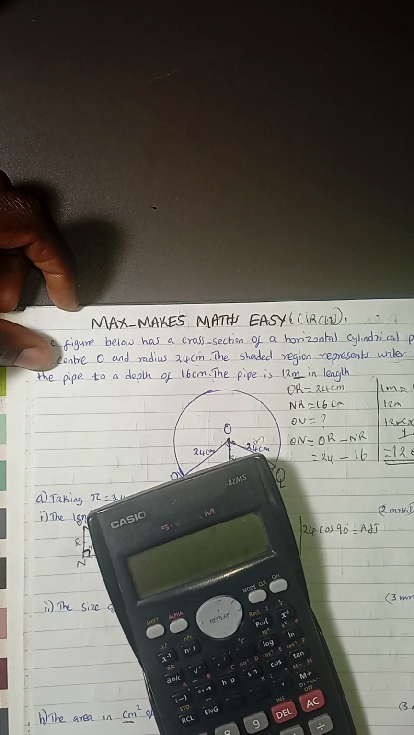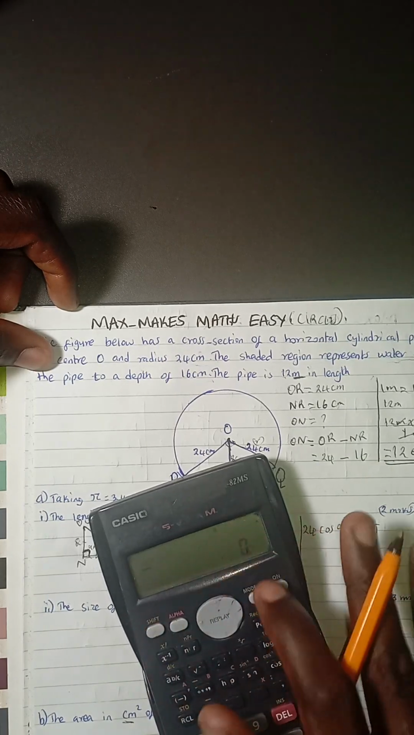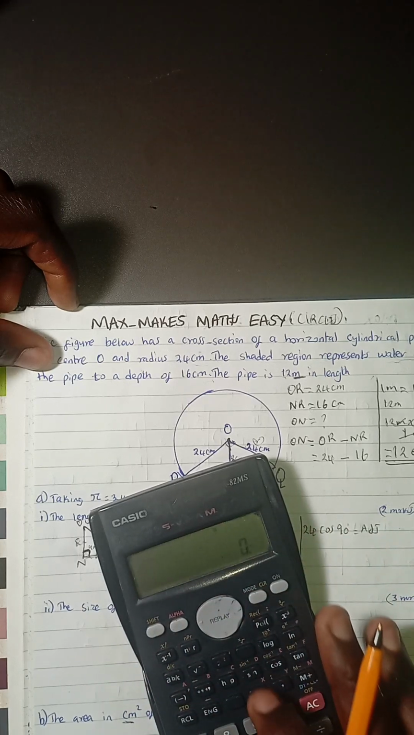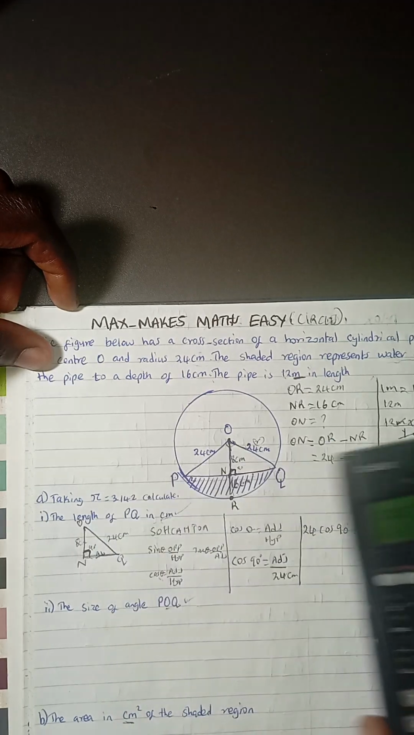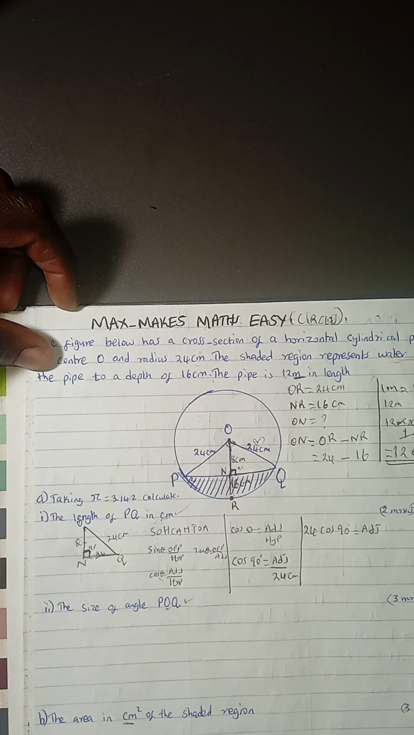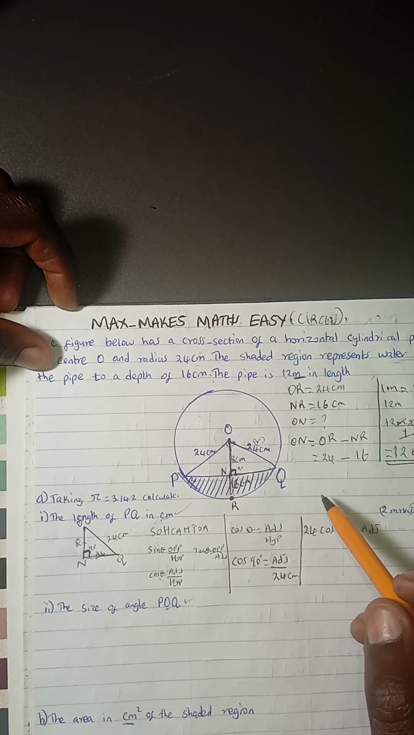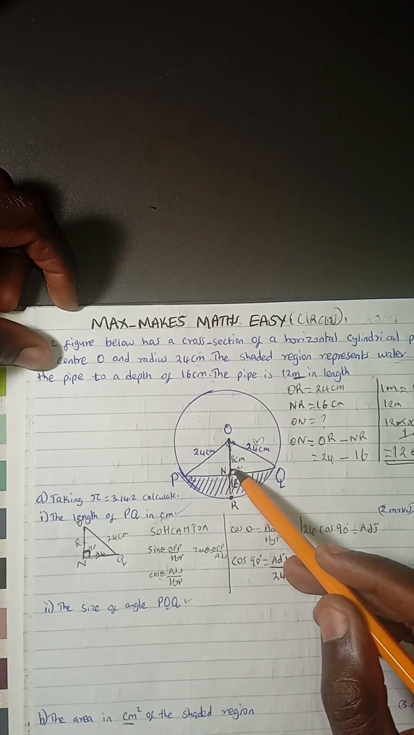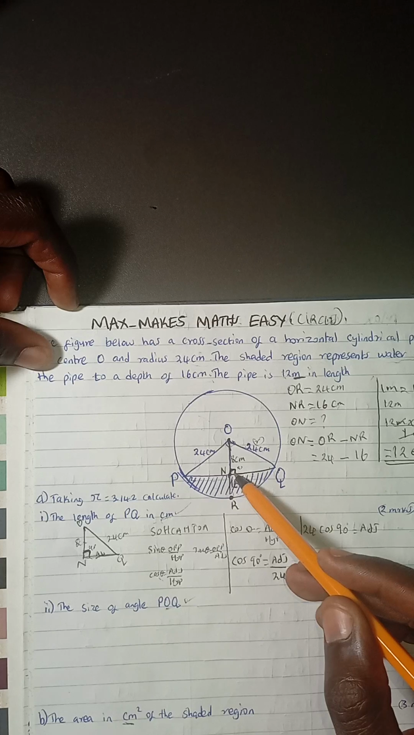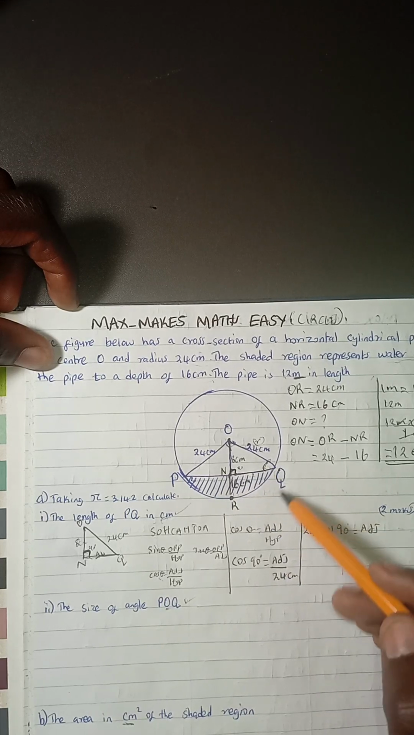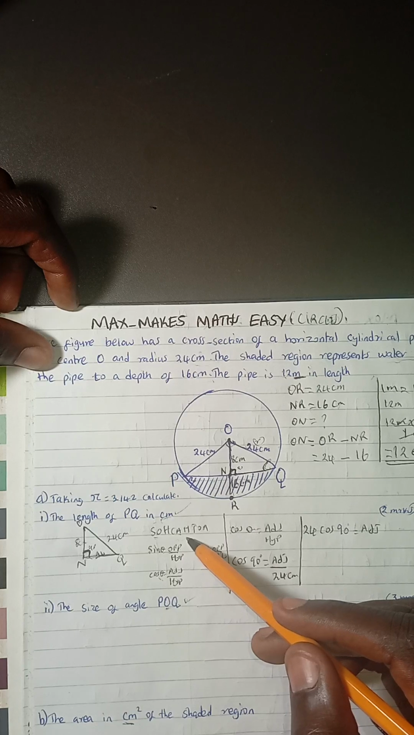Let me see, cos 90 ought to be... cos 90. It's 0. So what are we going to say over here? Let's see another approach. It is 90 degrees. No, we are not going to use SOHCAHTOA.